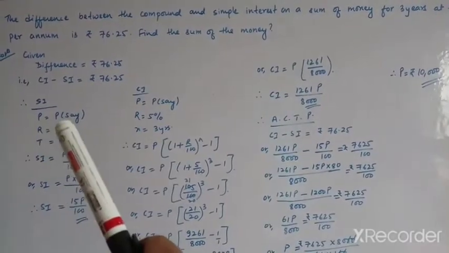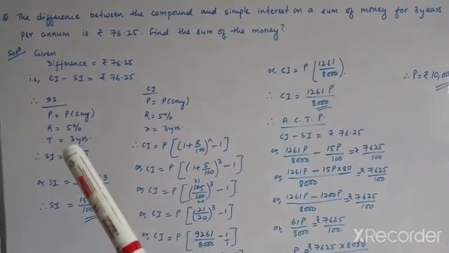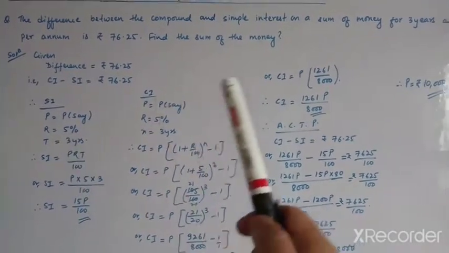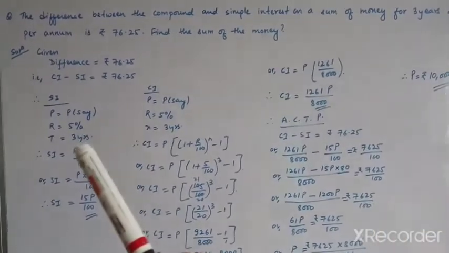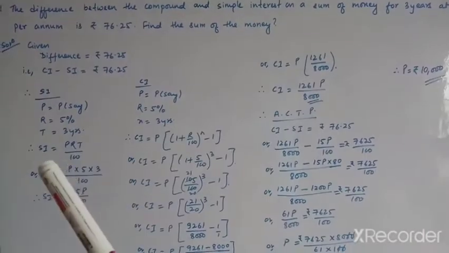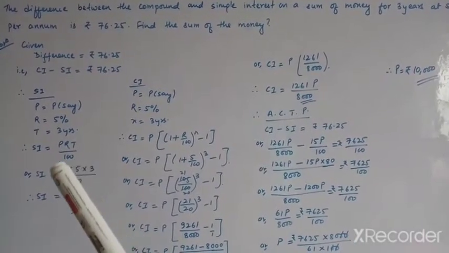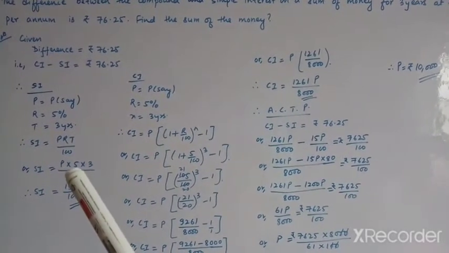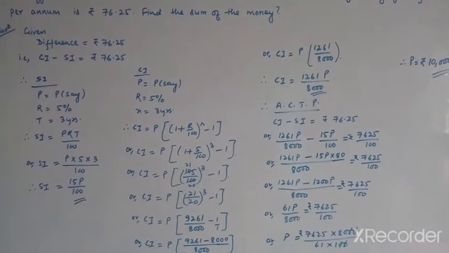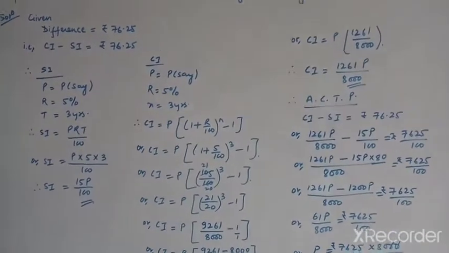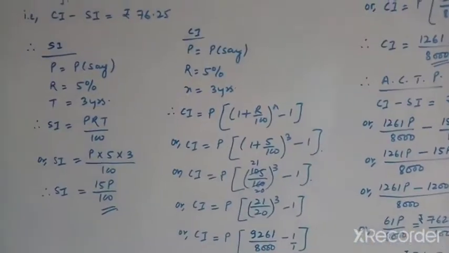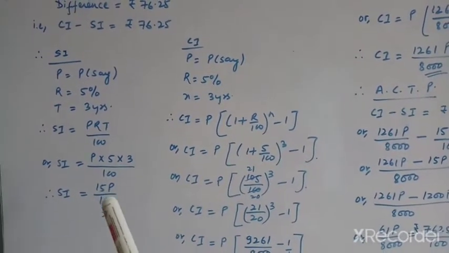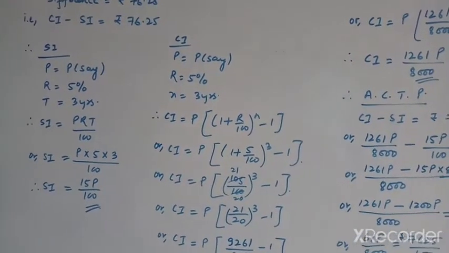Simple interest: principal is not mentioned, so we assume it to be P, rate is 5%, which is mentioned in the question, and time period is 3 years. So simple interest will be principal into rate into time divided by 100. Principal we assumed as P, and this is 5 into 3 divided by 100. So simple interest we are getting as 15P by 100. Here you may cancel or you can keep this as it is.